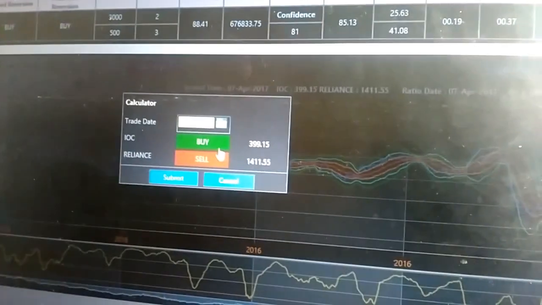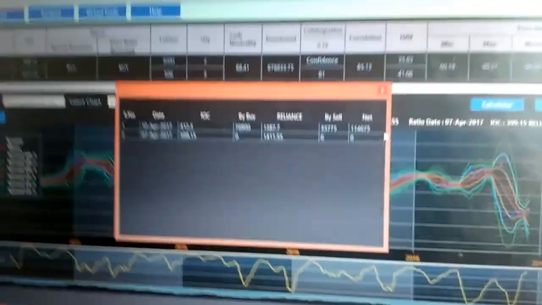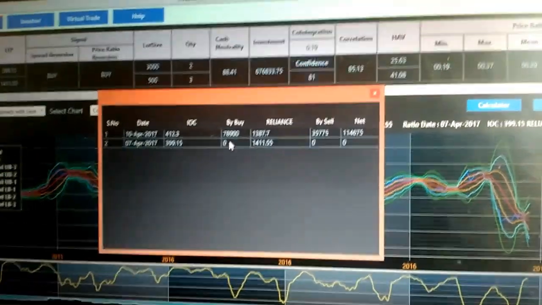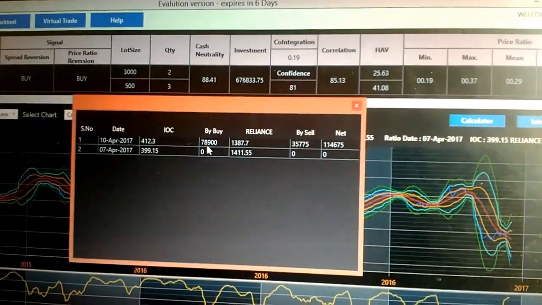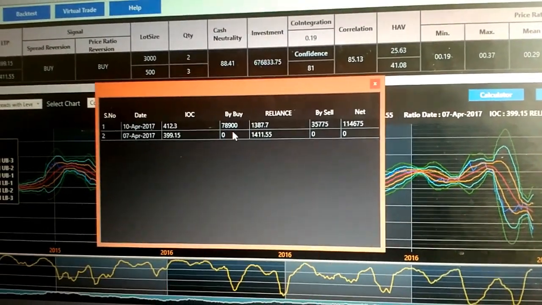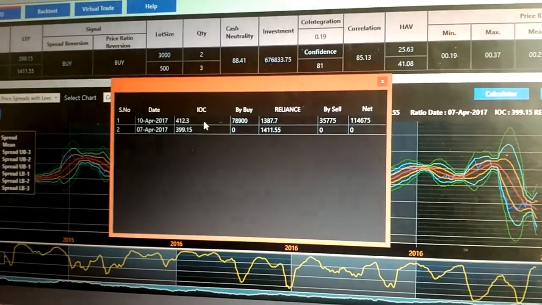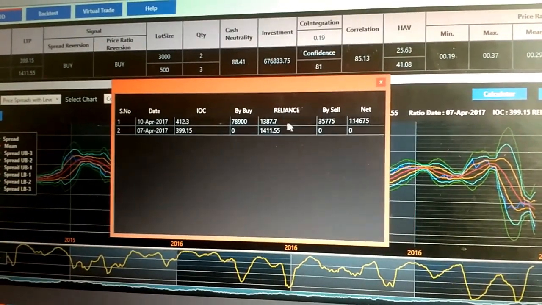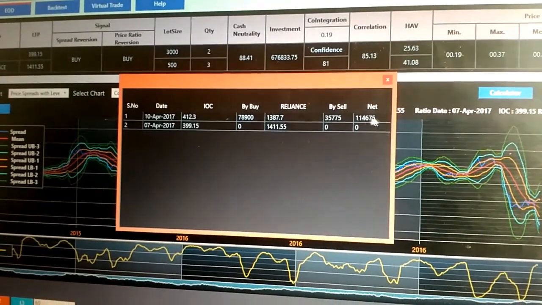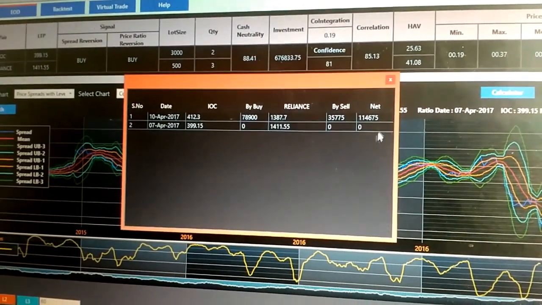IOC is to buy, Reliance is to sell. Just submit it and then you can see both the stocks are moving positively. So whatever the stocks we are buying, its price should increase. Whatever the stocks we are selling, its price should decrease. So it is a perfect pair wherein we have bought IOC, its price is increasing. We sold Reliance, its price is decreasing, wherein we are getting a net profit. You can see the profit here.